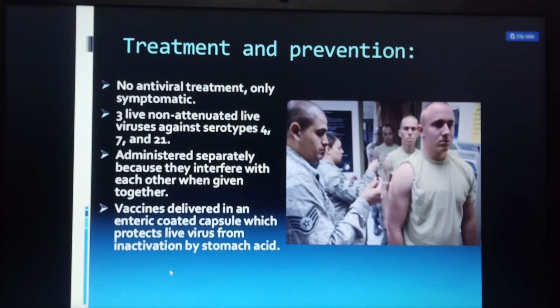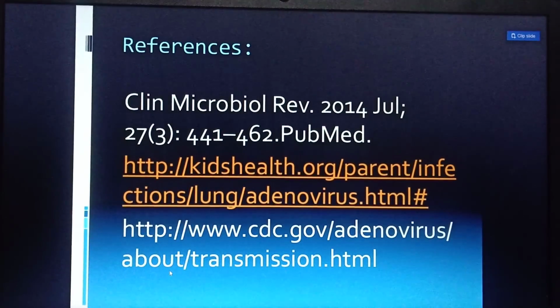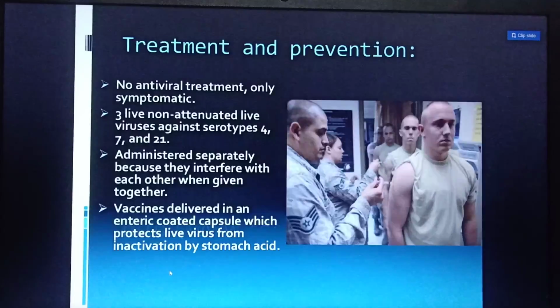For example, as we discussed, serotypes 40 and 41 are one condition and serotypes 11 and 12 are another condition. According to that, the vaccine is administered, along with interferons. Interferons fight against virus replication. These vaccines are delivered with a coat, a capsule, to protect against the virus and inactivate its action. So that is the treatment and prevention process. Okay, so that is regarding adenovirus overall. Okay, thank you.